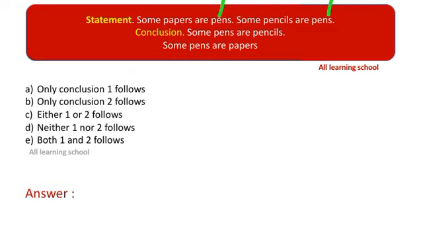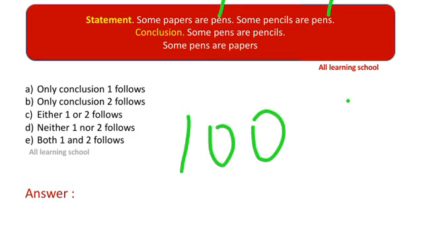Now assign their income. Some gives the income of 50-50. In first statement, paper's income will be 50, pen's income will be 50. In second statement, pencil income will be 50, pen income will be 50. In both of these statements, income of pen is 50. Neither of these two statements contain income of pen equal to 100. As income of pen is not 100, these two statements cannot be merged.